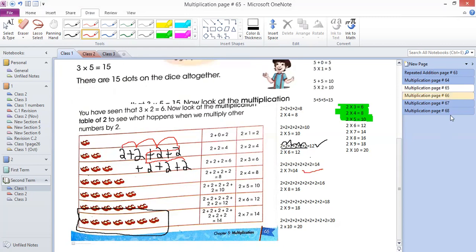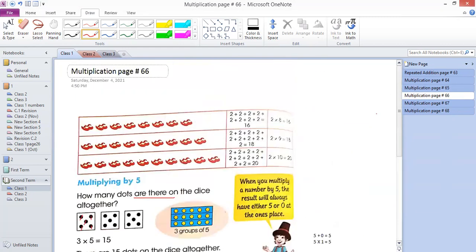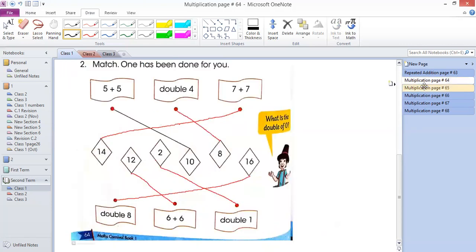Now I will move to page number 66. On page number 66, there are some groups of 2's. 1, 2, 3, 4, 5, 6, 7, and 8. So there are 8 groups of 2, or there are 8 groups of fishes. In each group there are 2 fishes. If you want to know how many total fishes there are, add 2 eight times or multiply 2 by 8. In both ways you will find the answer.